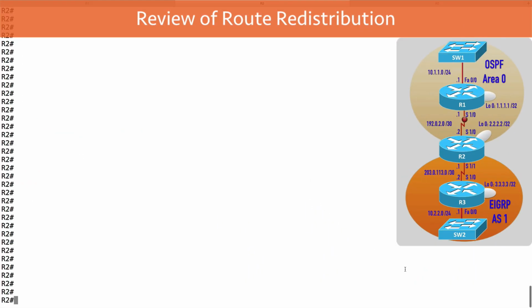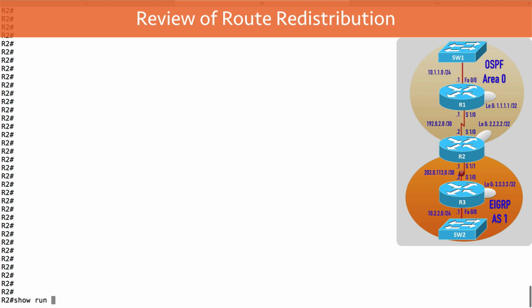Here on router R2, we're going to configure the route redistribution because it's the boundary router. It's got an interface in the OSPF autonomous system. It's got another interface in the EIGRP autonomous system. This is the place where we're going to set things up. Let's see what the router configuration looks like right now on R2.